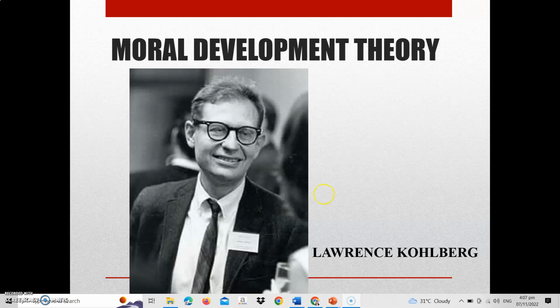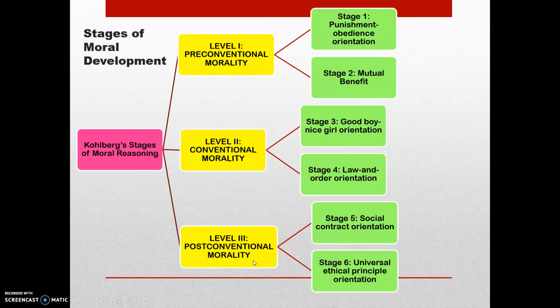Hello, featured teacher. Welcome. In this video, you are going to learn about the moral development theory proposed by Lawrence Kohlberg. This theory involves three levels. The first level is the pre-conventional morality. The second level is the conventional morality. And the third level is the post-conventional morality.